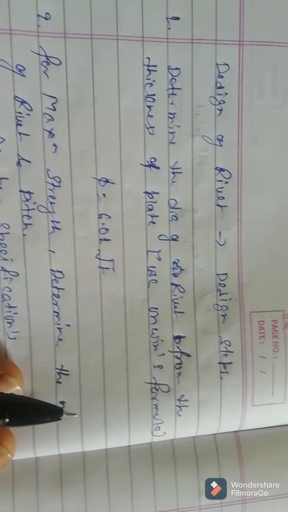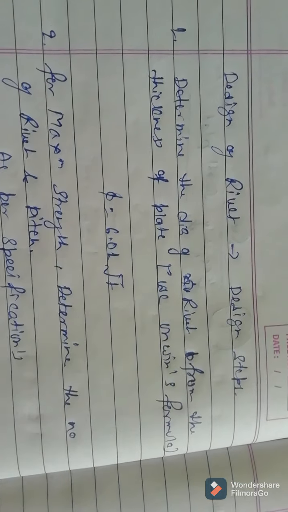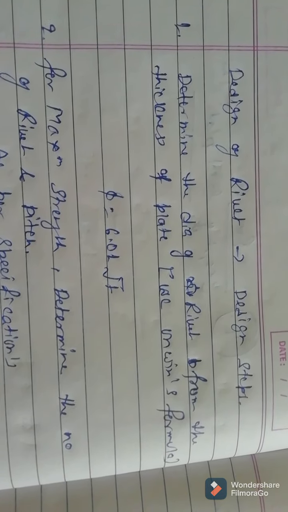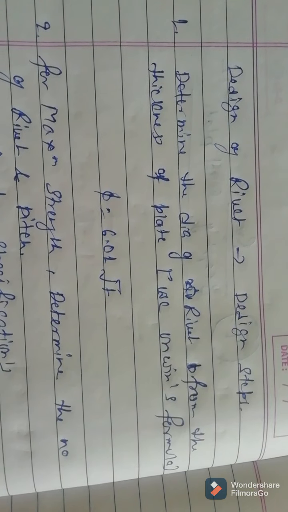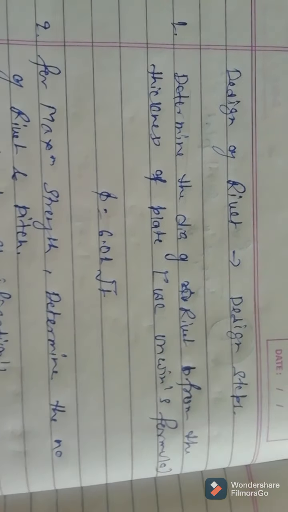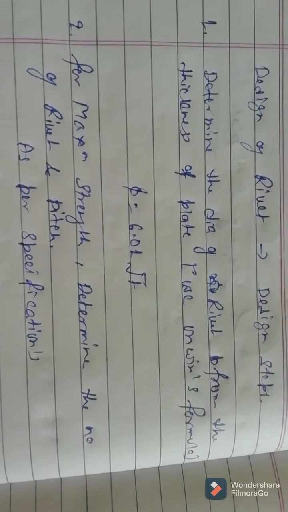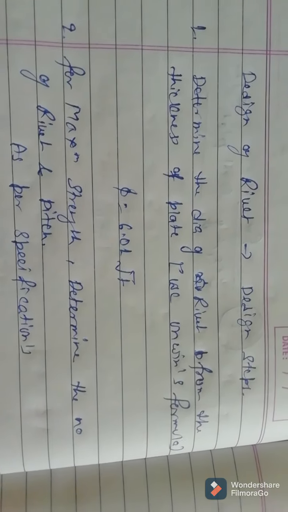We have already discussed how to find out the nominal diameter of rivets if the thickness of plate has been given. That is phi equal to 6.01 root t. That is the Unwin's formula.